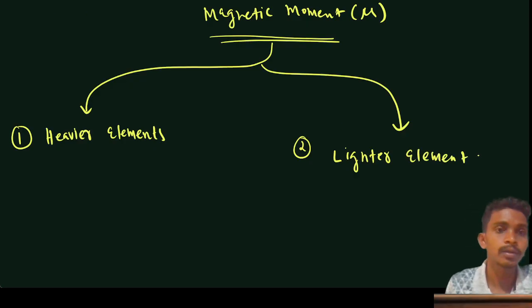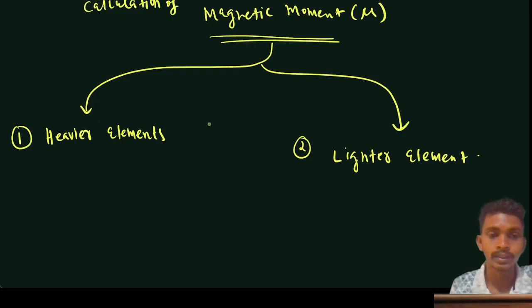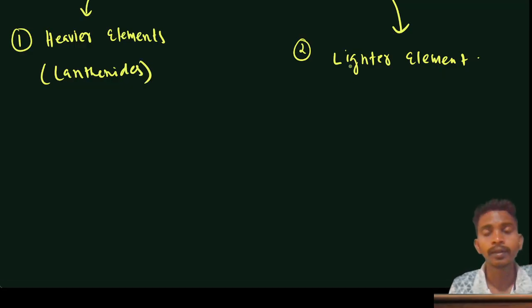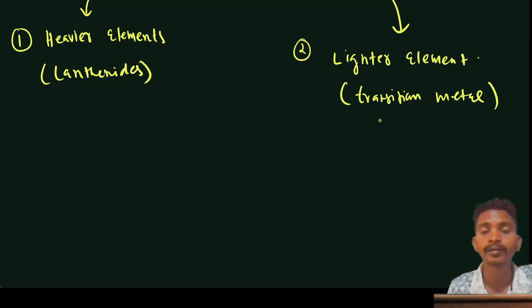Okay, now we are discussing the calculation of magnetic moments. For heavier elements like lanthanides, and lighter elements like transition metal complexes, transition metal cases like the 3d series.